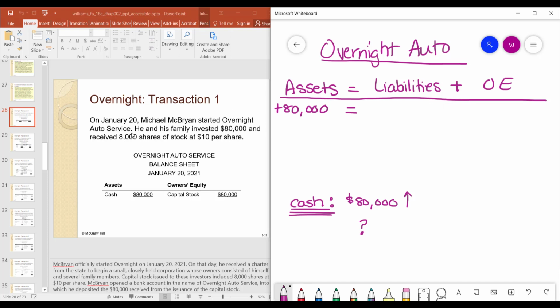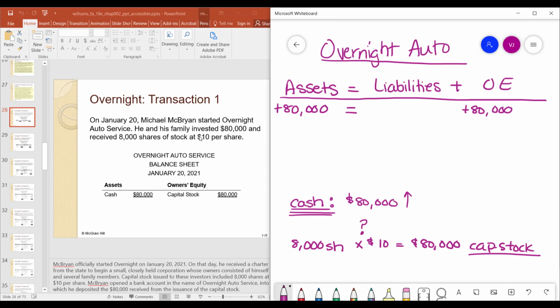Well, McBrien and his family, they received 8,000 shares of stock at $10 per share, right? These 8,000 shares, if they're valued at $10 per share, we get that same $80,000, right? So there's $80,000 of capital stock that was issued to his family in the form of 8,000 shares. Is capital stock, from our last discussion, considered a liability, or is it considered part of owner's equity? It's considered part of owner's equity, because owner's equity is made up of capital stock and retained earnings when it comes to a public business. Okay, so here we balance now.